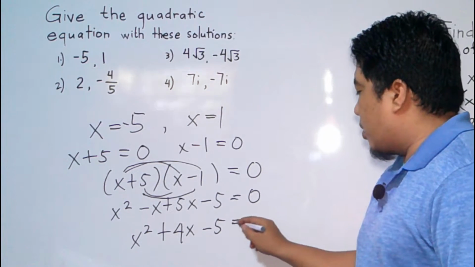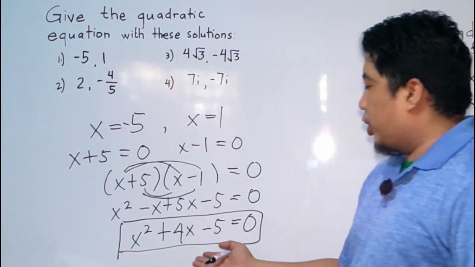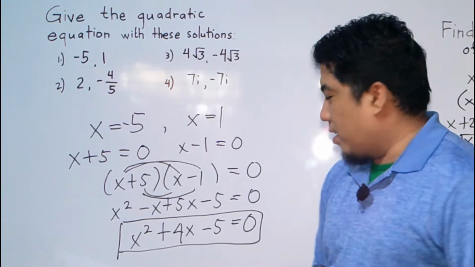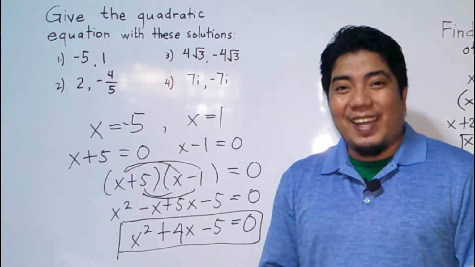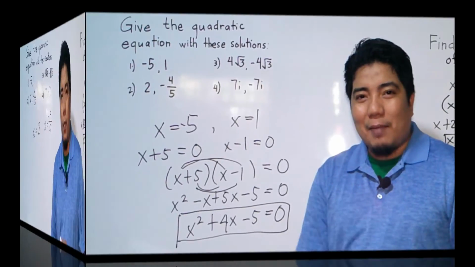Minus 5 is equal to 0. So this is your quadratic equation in which negative 5 and negative 1 are your solutions. Easy, right? Okay. Now, let us try to consider the second example.